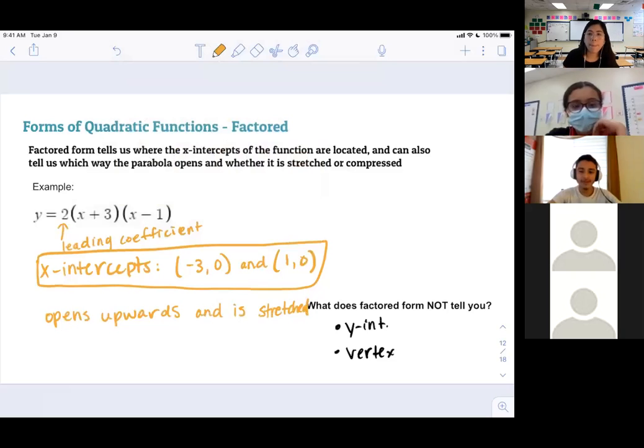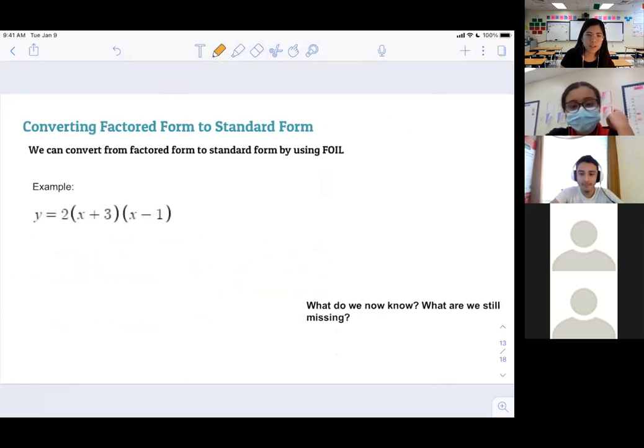By simplifying it, like foiling. Good. And what would foiling do? What will it turn it into? Standard form. Standard form. Good. So let's go ahead and do that. We can convert from factored form to standard form by using FOIL. Let's go ahead.